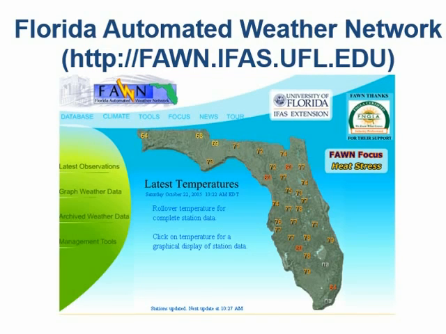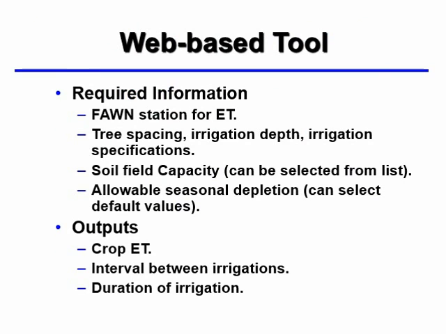This is the FAWN website. We've seen that. You can go there and look at the tools. The web-based tool asks for information such as the FAWN station that you want to use, the tree spacing, irrigation depth, irrigation specifications as far as the pattern design of your microsprinkler, the diameter of your microsprinkler, and the output of your microsprinkler. That's all you really need to put into the FAWN citrus irrigation scheduler.